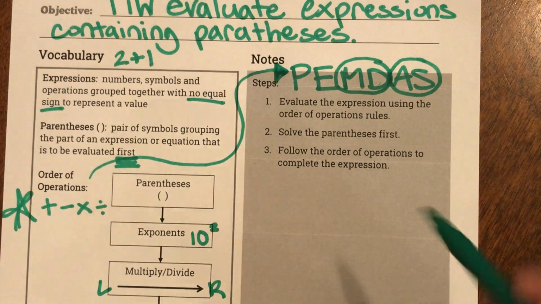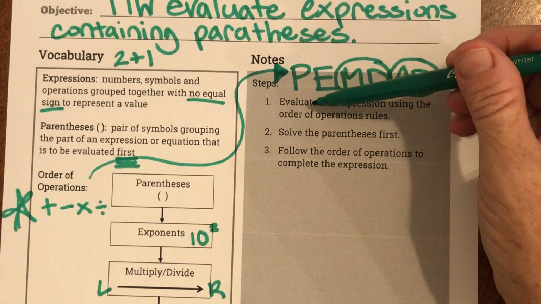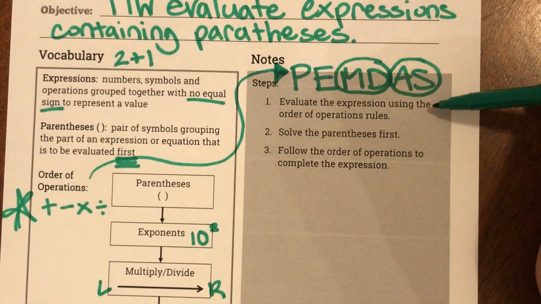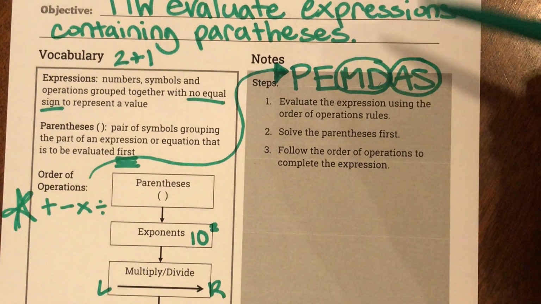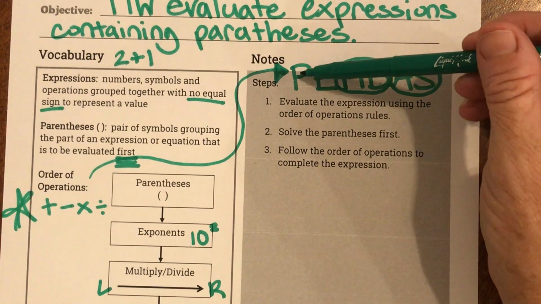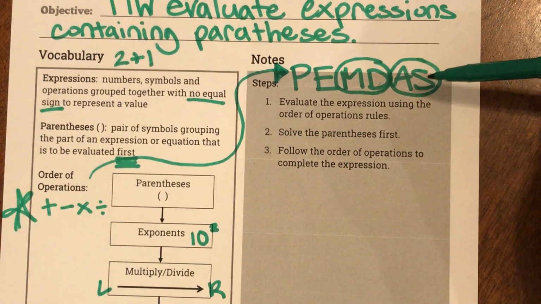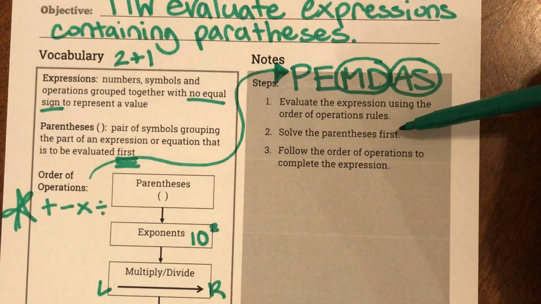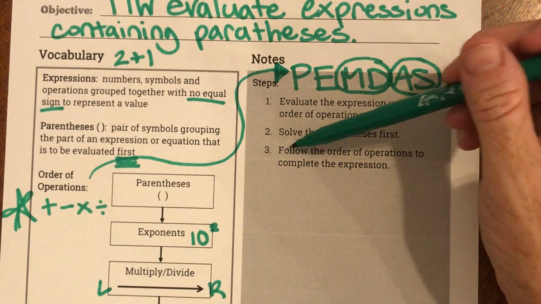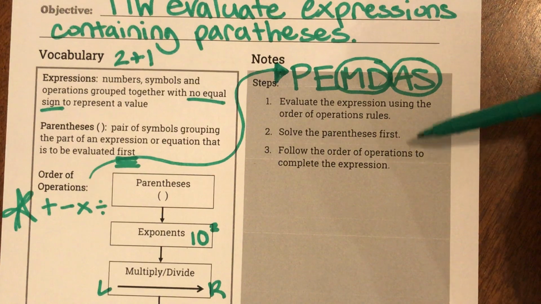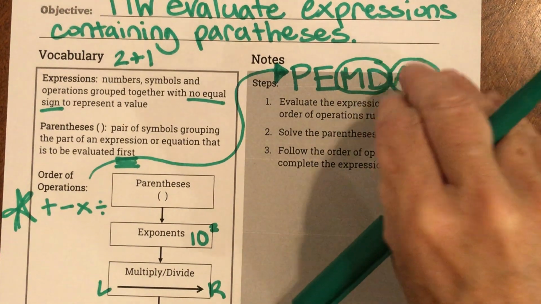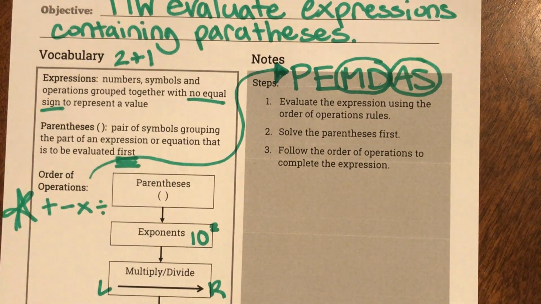Okay, so let's look at our steps. It says evaluate, which is solve the expression using the order of operations. So we're going to solve the expression using PEMDAS. And this reminds us that we always solve parentheses first, and then we follow the order of operations. So we're just going to remember we always do PEMDAS. And you're going to notice that not only am I going to remember it, I'm going to write it, because if I write it, it's going to help me create this checkoff list.